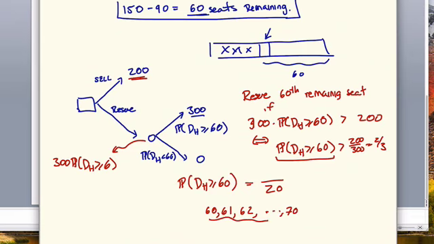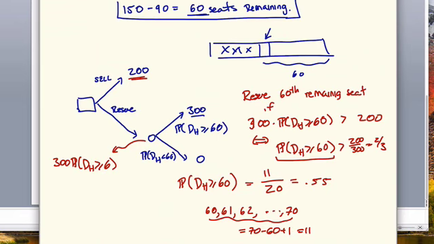How many numbers are here? This is equal to 70 minus 60 plus 1. Remember, because I'm including the 60. So this is 11. So I get 11 out of 20, which is 0.55.